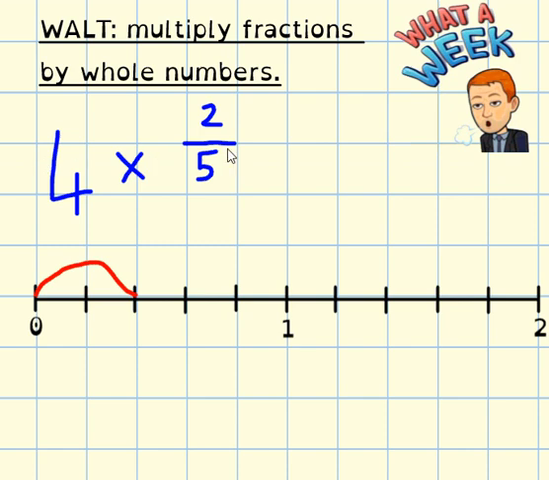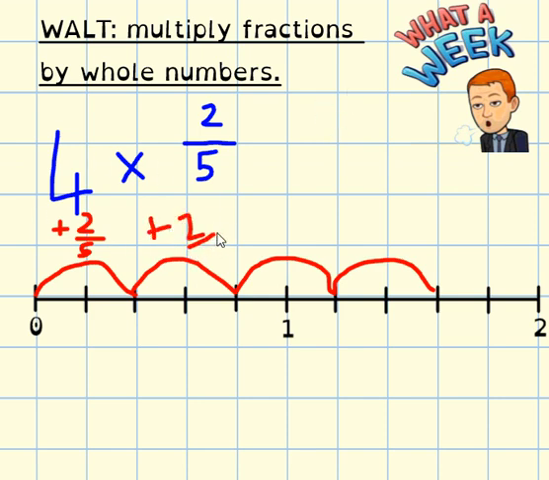So that's 1 lot, 2 lots, 3 lots, 4 lots. Each time I've added 2/5. I've added 2/5 again. It's repeated addition, isn't it? Like I've just shown you a minute ago with the previous example, it's doing the same thing several times over, because that's kind of what multiplication is. It's repeatedly doing the same thing to get your answer.